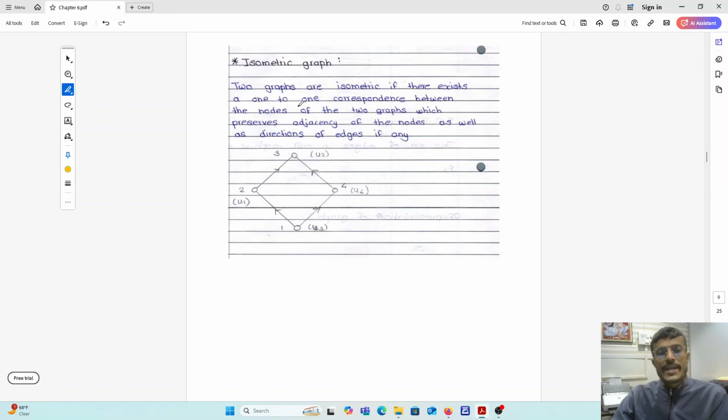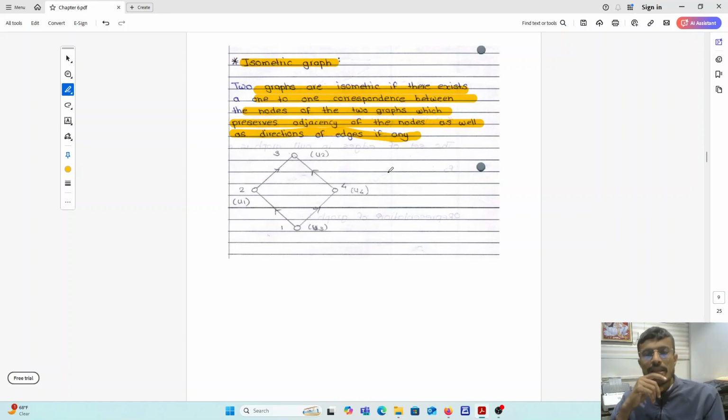Then the next one, isomorphic graph. You can see here isomorphic graph. What is meant by isomorphic? Two graphs are isomorphic if there exists a one-to-one correspondence between the nodes of the two graphs, which preserves adjacency of the nodes as well as the direction of the edges, if any. For example, two graphs are said to be isomorphic when they have a one-to-one correspondence.